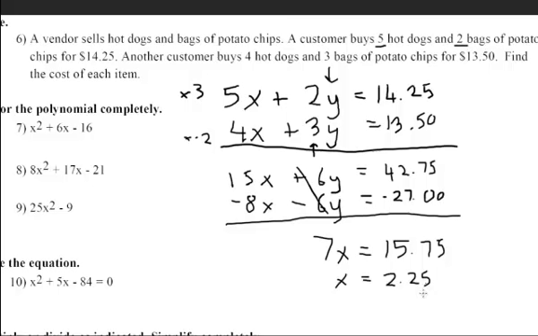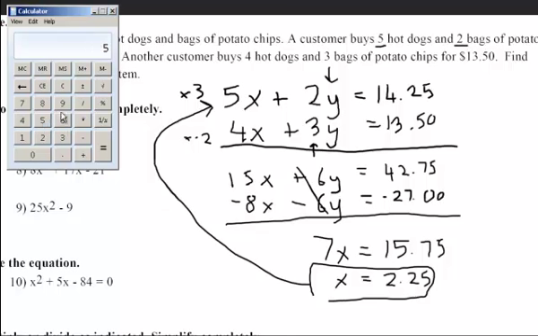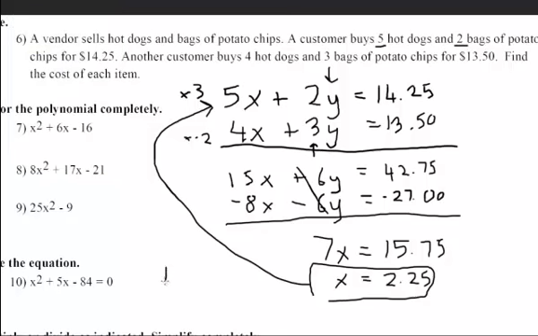Okay, and then, which one shall I put it back into? Oh, I don't know. So let's go back to the original. Let's do this one. Okay. So, what's 5x? 5 times x. 5 times 2.25 equals 11.25. Right over here, so we've got 11.25. That's all the hot dogs taken care of.